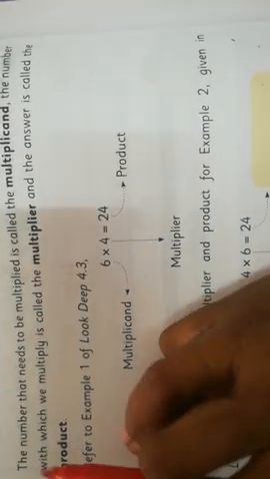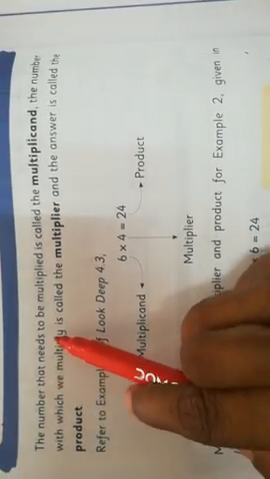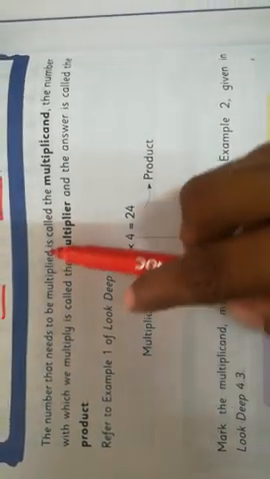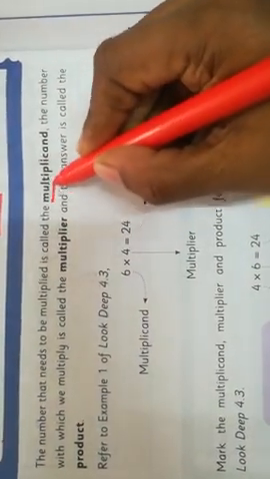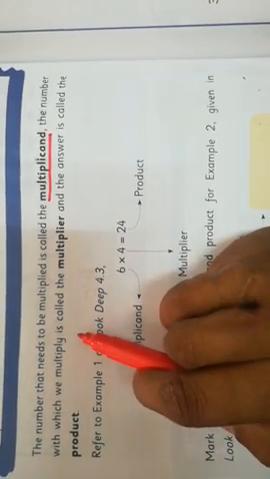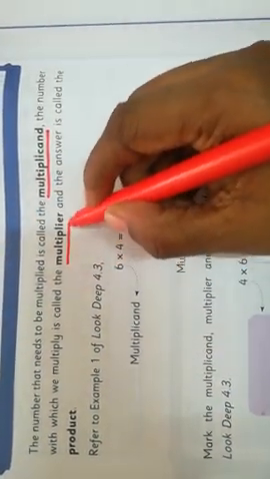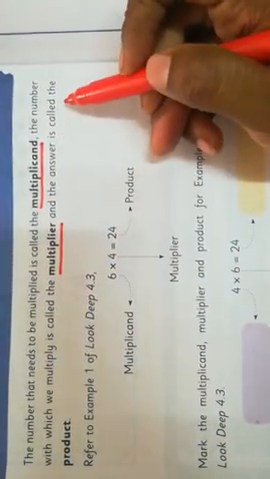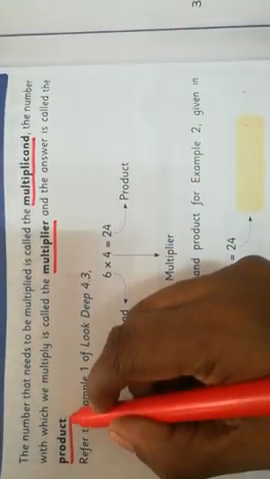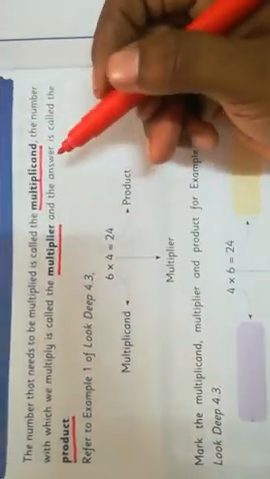Next we have to move on to the next topic. The number that needs to be multiplied is called the multiplicand. The number with which we multiply is called the multiplier. And the answer is called the product. The three words are new for you.